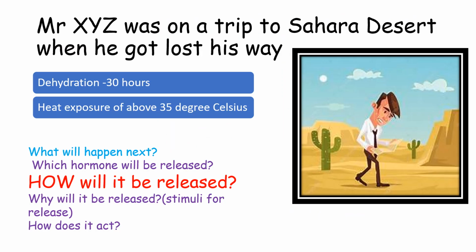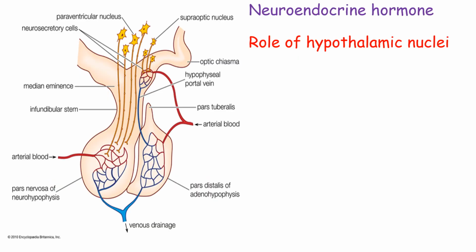Now the question is, how will the antidiuretic hormone be released? Let us try to understand how this ADH is synthesized and transported. ADH is a neuroendocrine type of hormone. What do we understand by this? It means that ADH is not synthesized by an endocrine gland, but by neurons present in the hypothalamus, and then it reaches the blood capillaries through which it is carried to the target organs.